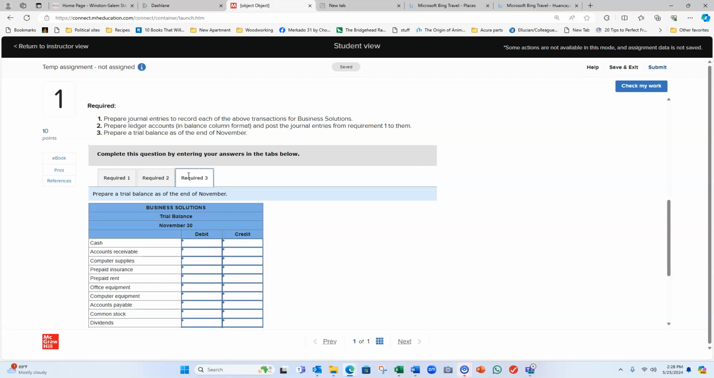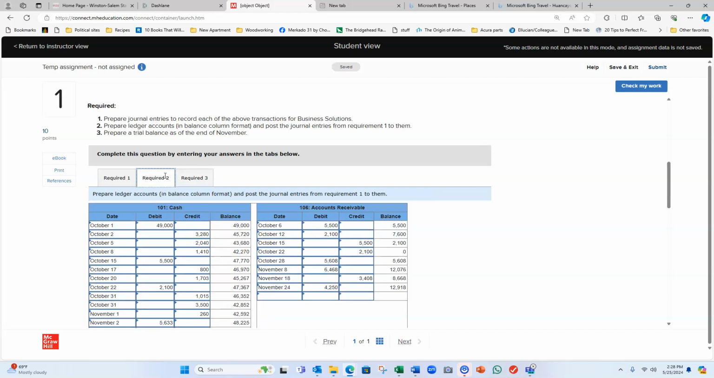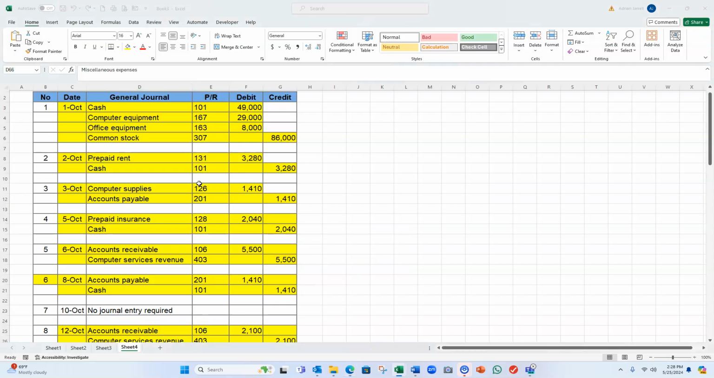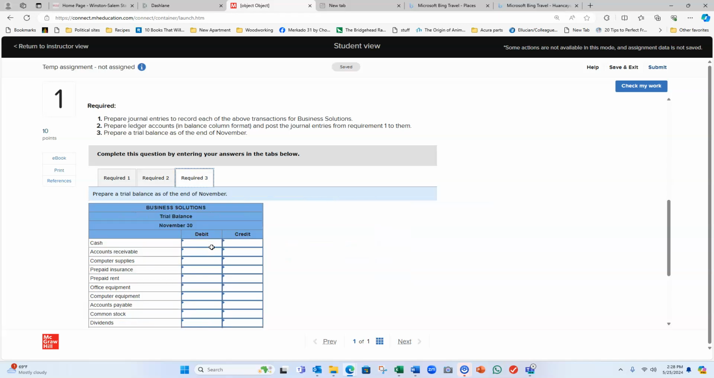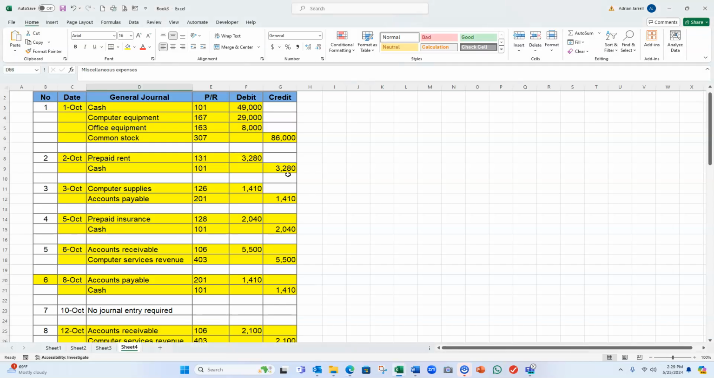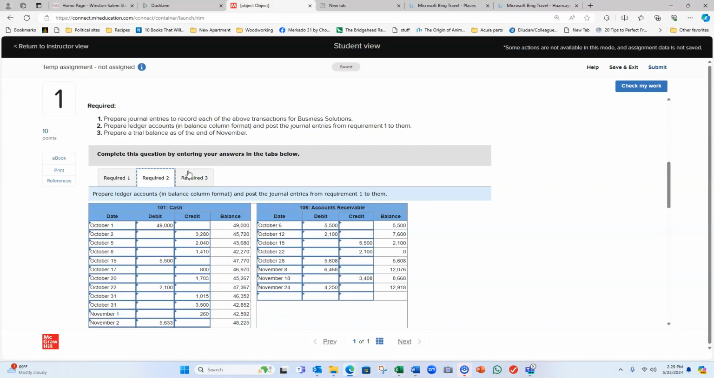Requirement 3 is a trial balance now. And this is so simple. All we're going to do is do the balances. You get the balance in cash. It's $48,225. And I know it's a debit balance. Accounts receivable has a debit balance of $12,918.